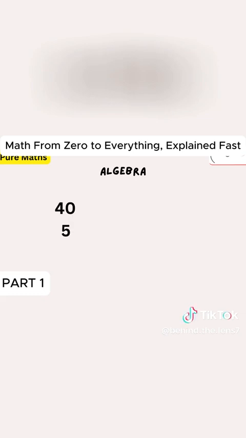Algebra. Instead of using only numbers, algebra uses symbols like x and y to represent unknown values. It helps us create equations to solve for missing information, like solving a quadratic equation to find the unknown variable x.